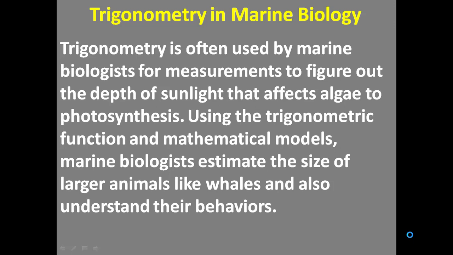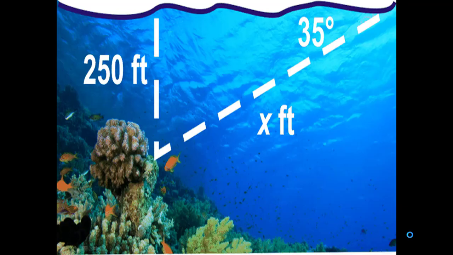Trigonometry is also used in marine biology. Trigonometry is often used by marine biologists for measurements to figure out the depth of the sunlight that affects algae photosynthesis. Using trigonometric functions and mathematical models, marine biologists estimate the size of larger animals like whales and also understand their behaviors.